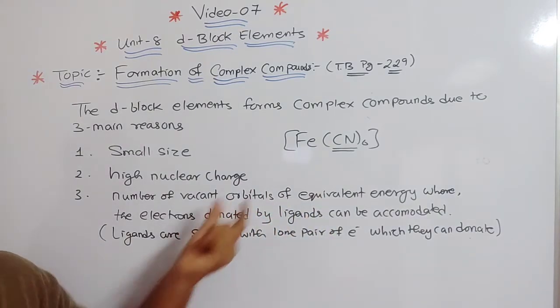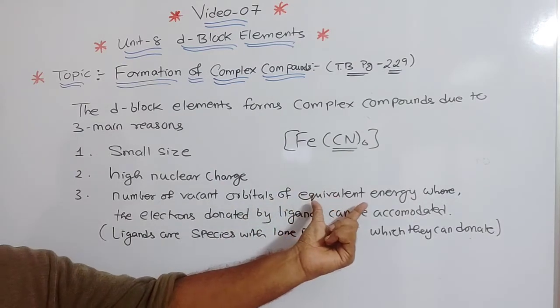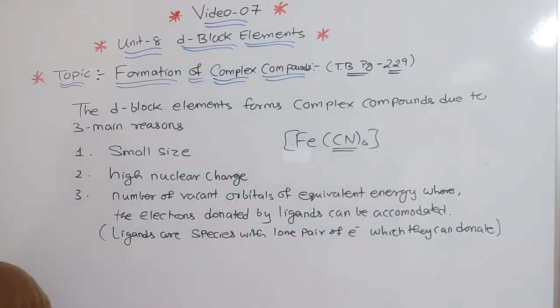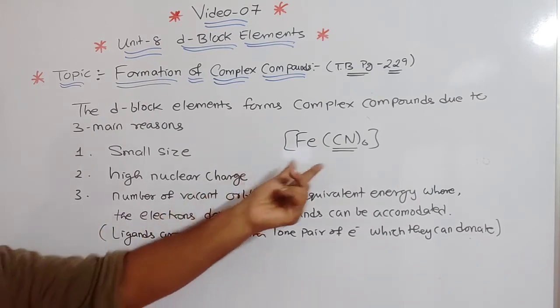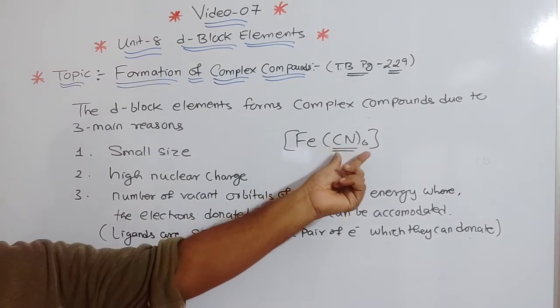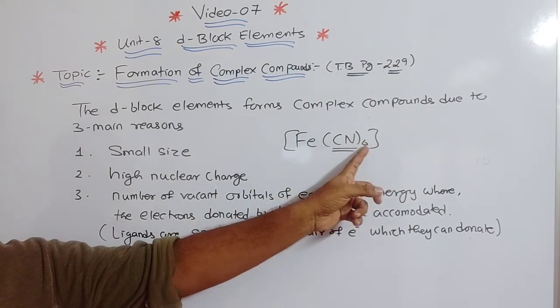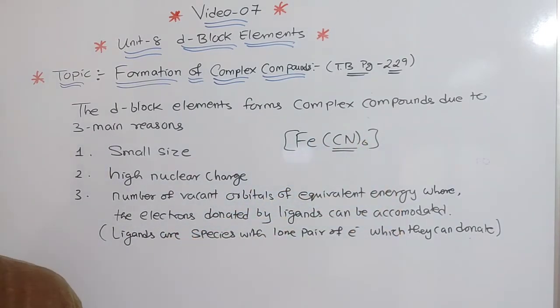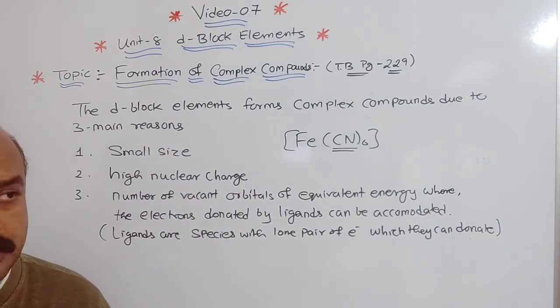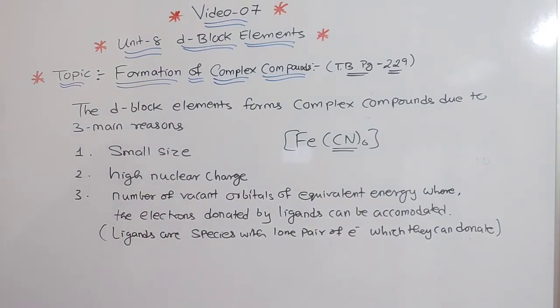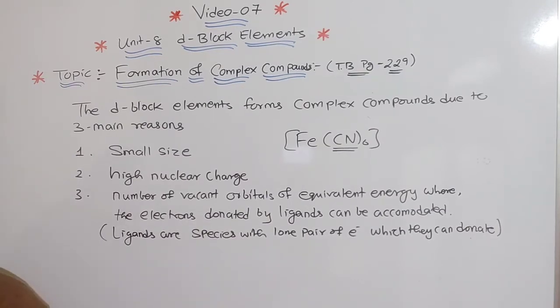It should mix up to form a complex. But that must be of which energy? Equivalent energy. Then only it is possible. Then the number of ligands attached can be 6, 4 and others. This gives the coordination number. I will explain all this in unit 9.